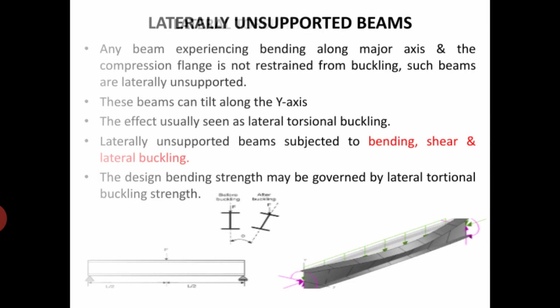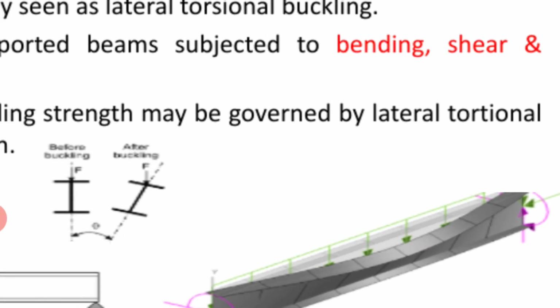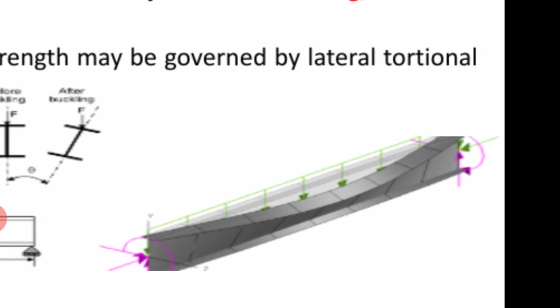Just look at this figure. The applied moment, shown in pink color, exerts a torque about the deflected longitudinal axis, which causes the beam to twist.